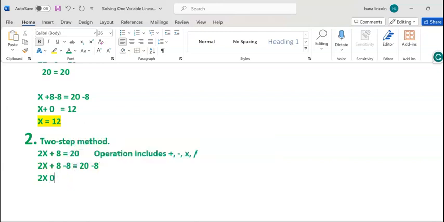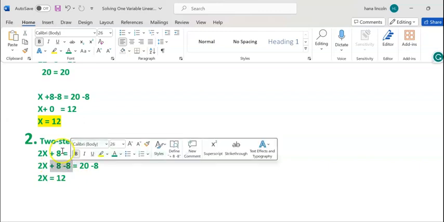Equal 20 minus 8. Here is again 12, right? So we don't need to really type in 0. 0 is nothing, so we leave it like that. So we finish the addition computation here by eliminating 8.